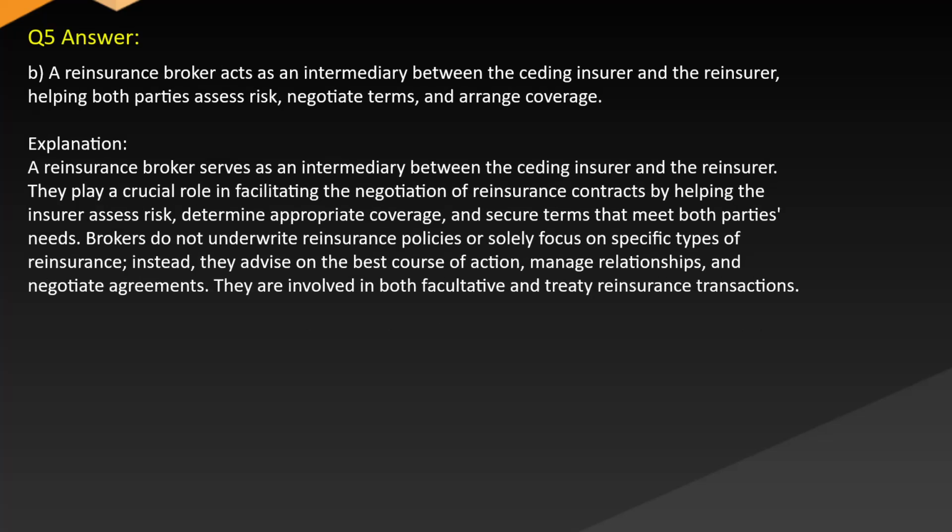Answer B. A reinsurance broker acts as an intermediary between the ceding insurer and the reinsurer, helping both parties assess risk, negotiate terms, and arrange coverage. Explanation. A reinsurance broker serves as an intermediary between the ceding insurer and the reinsurer. They play a crucial role in facilitating the negotiation of reinsurance contracts by helping the insurer assess risk, determine appropriate coverage, and terms that meet both parties' needs.